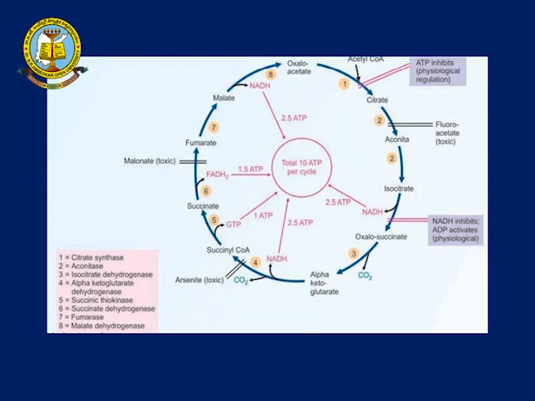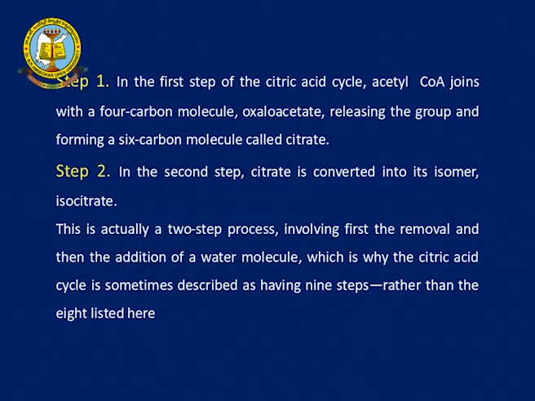There are different pathways for understanding at different levels: degree level, intermediate level and PG level. The pathways show different structures. Now, we are going to discuss the steps in the citric acid cycle. In the first step, acetyl-CoA joins with the 4 carbon molecule oxaloacetate and releases the CoA group, forming a 6 carbon molecule called citrate.